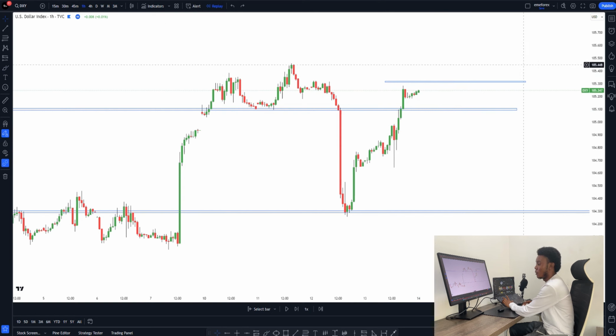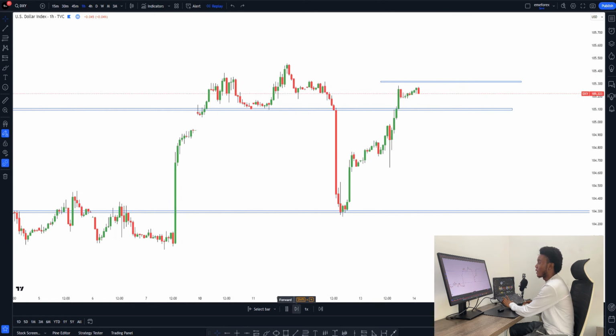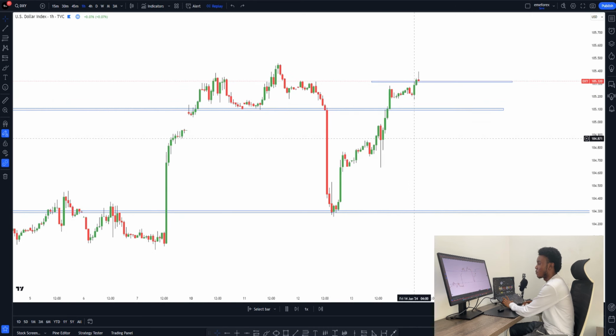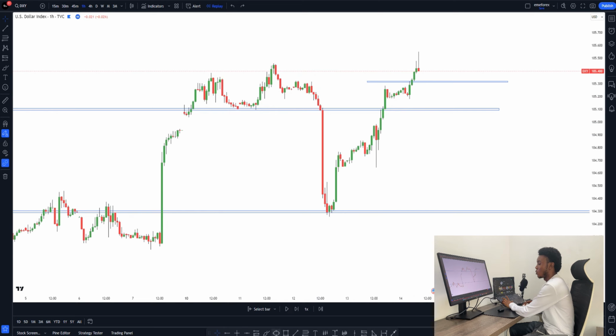And if we look at this, the New York market closed right above this level, and the Asian market took some time to consolidate around this level for a bit.